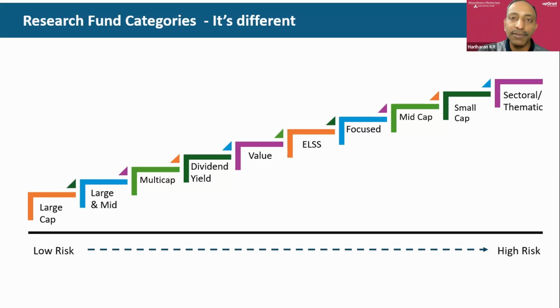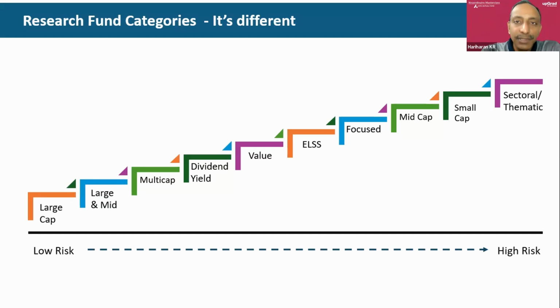Then we have mid cap, obviously, has higher risk. Small cap is riskier than mid cap. And then on the extreme right, which is high risk, we have sectoral and thematic funds. So these are the funds which will take a bet on specific themes or sectors. For example, sector could be the pharma sector, it could be IT, it could be financial services. So you're basically betting on a few set of companies in that industry. And if that industry does not do well, you take a significant hit.